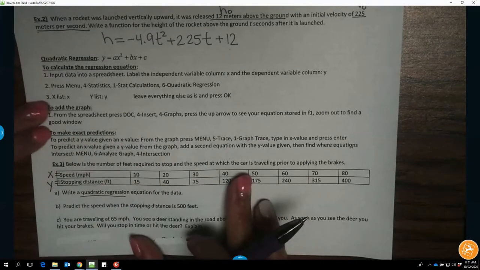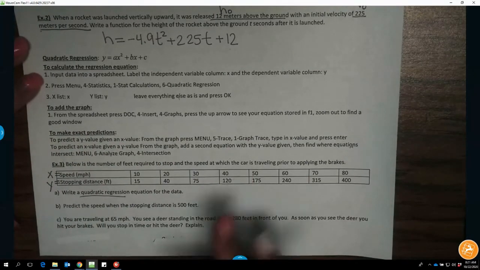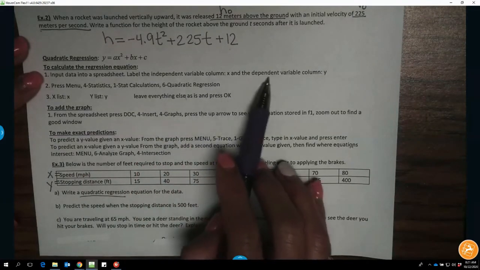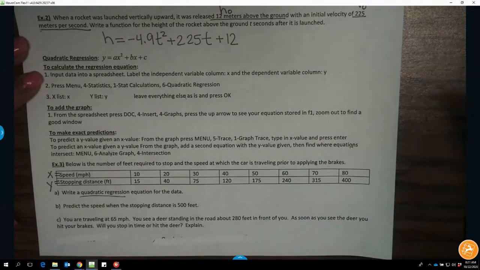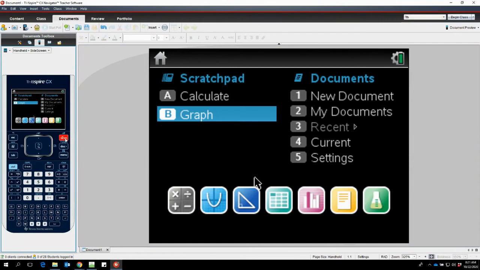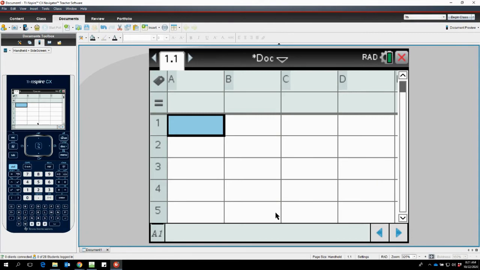So these are the steps. Step 1, input the data into a spreadsheet. Label the independent variable column X and the dependent variable column Y. So get your calculators ready. And we need to input a spreadsheet. So if you go home, I'm just going to click on this Excel looking document. That's the spreadsheet. And I'm going to input that data. So 10.